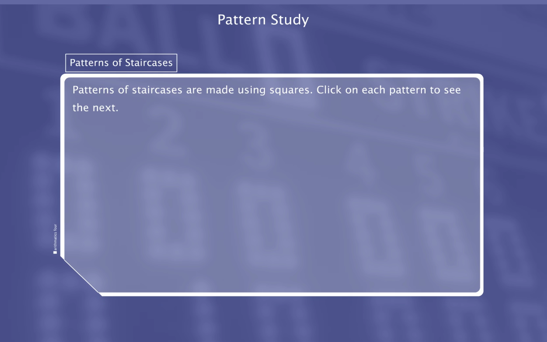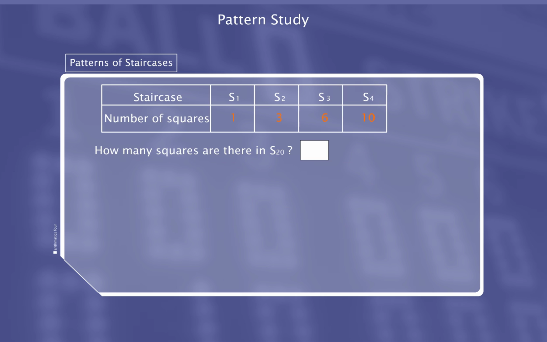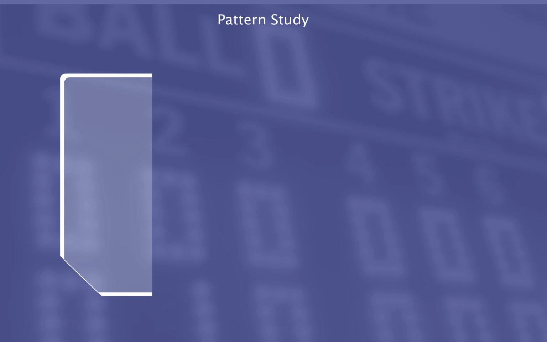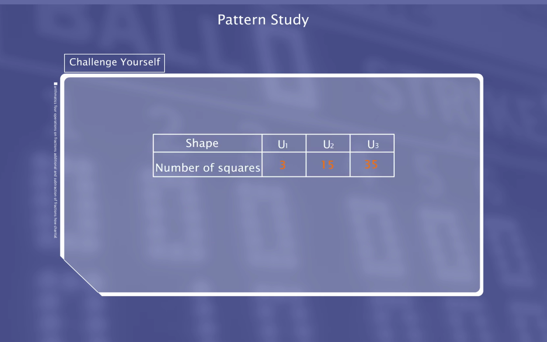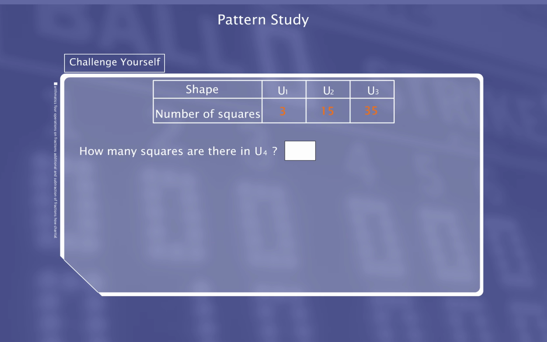Patterns of staircases are made using squares. Click on each pattern to see the next. How many squares are there in S20? A sequence of shapes is formed using squares. Click on each shape to see the next. How many squares are there in U4? In which shape are there 399 squares?